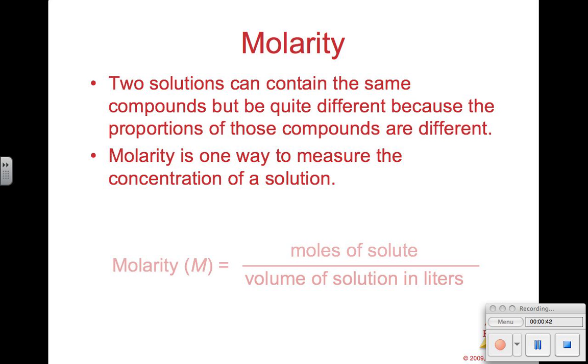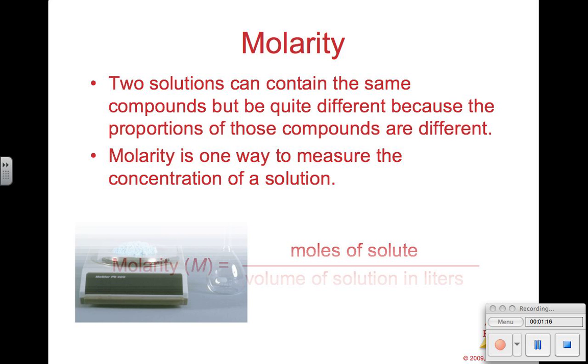There are a variety of different ways that concentration is expressed. In chemistry, we use molarity and molality. In biology and life sciences, parts per million, parts per billion, and percent by weight are the typical ways concentration is expressed. But in chemistry, we use molarity, and molarity, as you already know, is moles of solute divided by the volume of solution in liters.